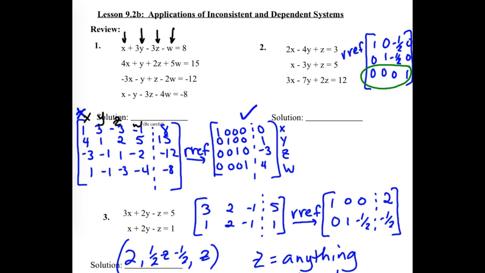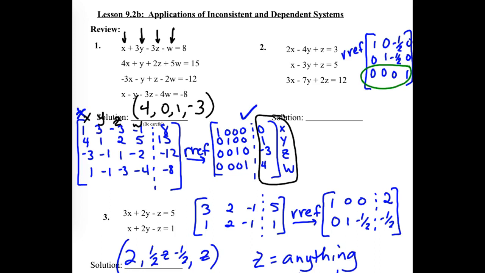Typically, when we write our final answer, we put them in alphabetical order. So the correct answer, looking over here, is to say that w is 4, x is 0, y is 1, and z is -3. All right, so when someone looks at an ordered quadruple here, we're assuming it's alphabetical.